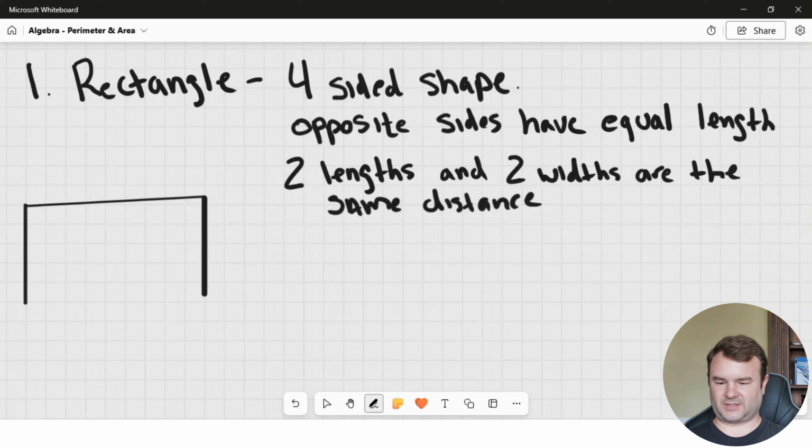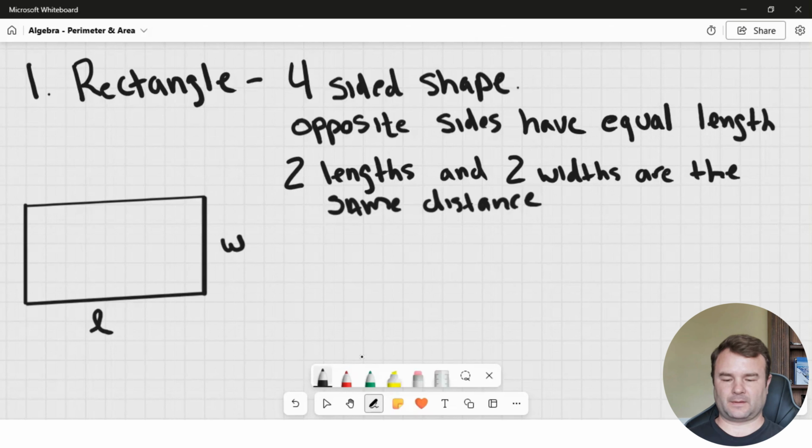I know, not the best drawing. All right, so here's our rectangle. And we'll say that the longer sides here are length, and we'll use L to define it. L is the length. And this shorter side we'll say is the width, or we'll use W to define it.